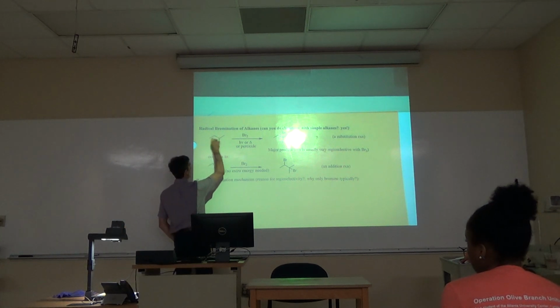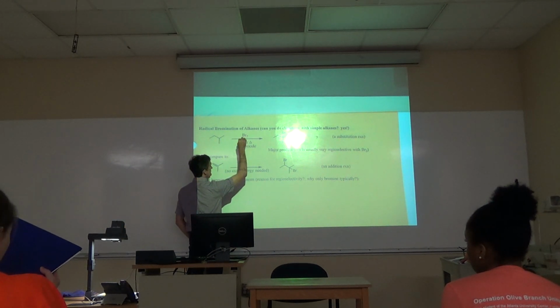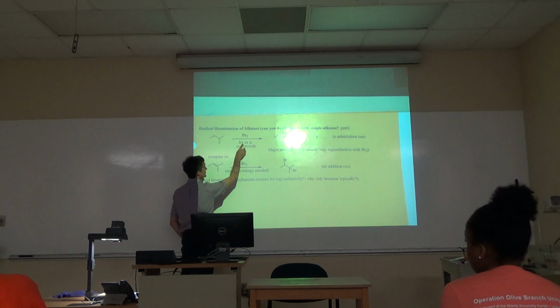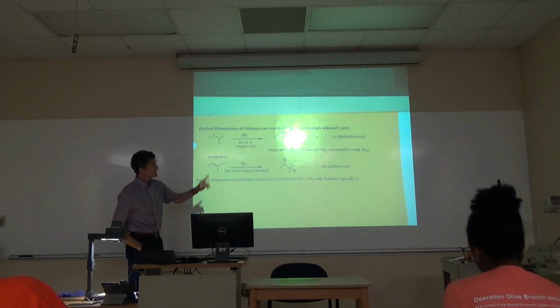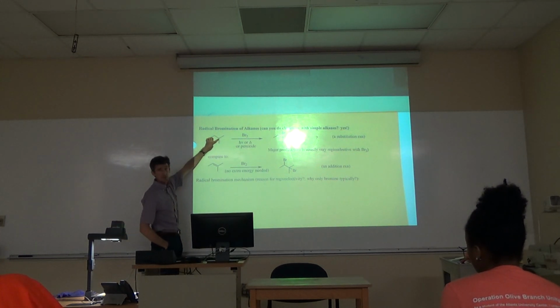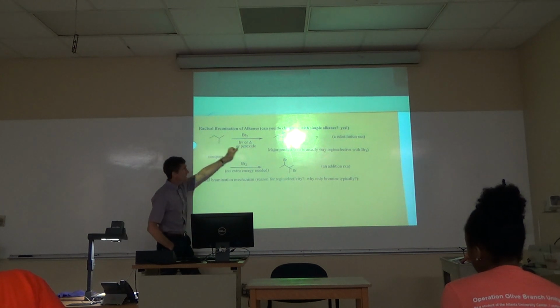If you treat an alkane with elemental bromine and either light, this is h nu, Planck's constant and frequency, that's light energy, or heat, energy from heat, or peroxide, we can get a reaction. And we can do a bromination. This is a substitution reaction because the H here is being replaced with a bromine.